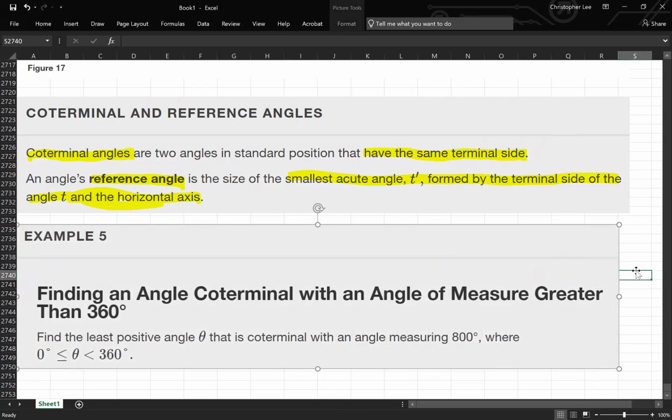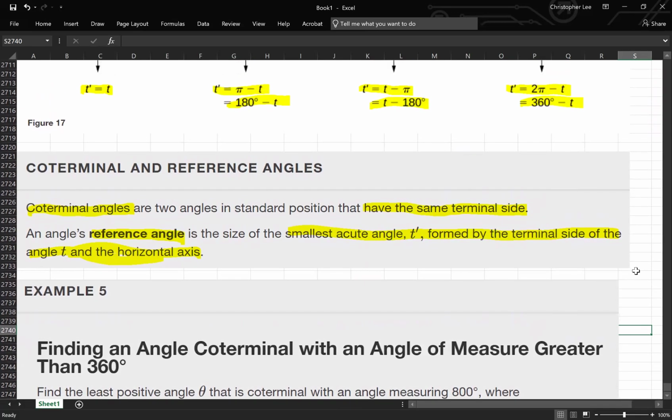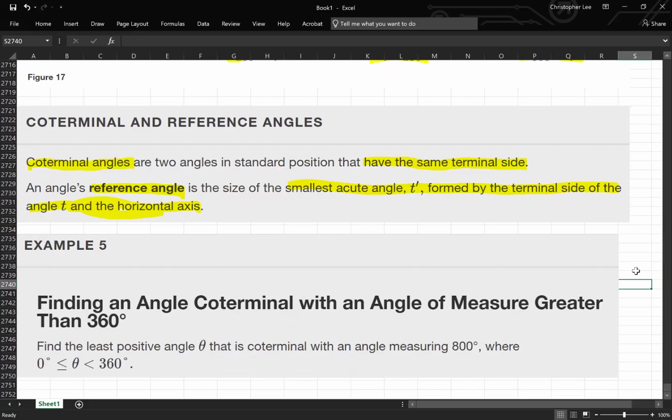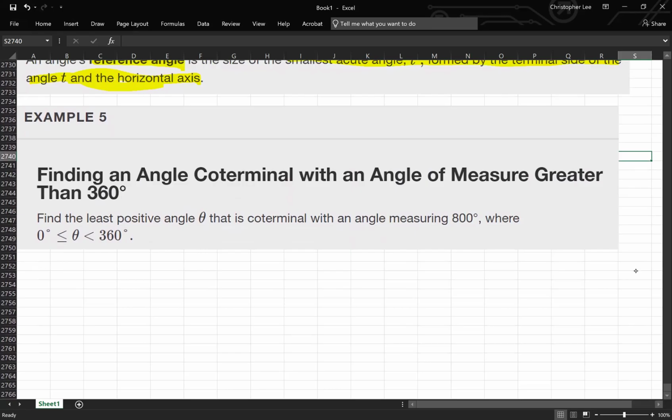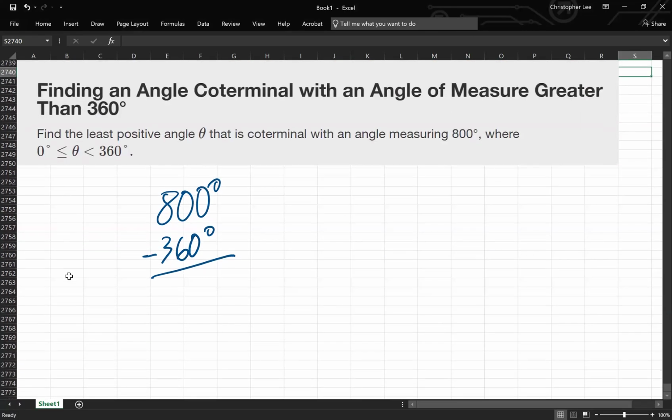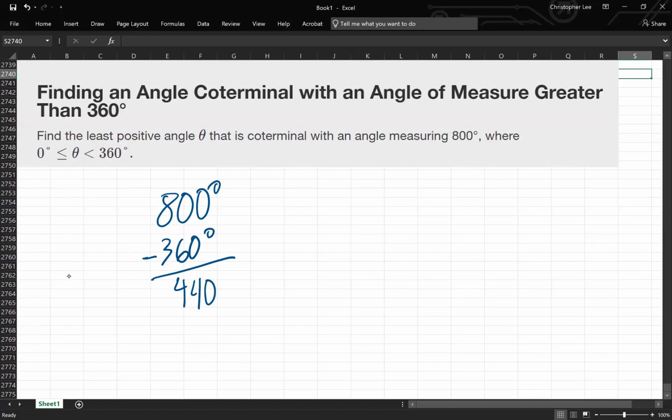So here's an example. This is finding an angle coterminal with an angle of measure greater than 360. This is what happens when the angle is bigger than 360. So we want to find the coterminal angle for 800 degrees. It's going to be crazy right here. So 800 degrees. That's what our pizza bakes at, I think. I want to find that coterminal angle. So what am I going to do? Subtract 360 from this. What's 800 minus 360? 440. Now here's the thing, 440 is still bigger than 360. So subtract 360 again, what do you get? 80 degrees.